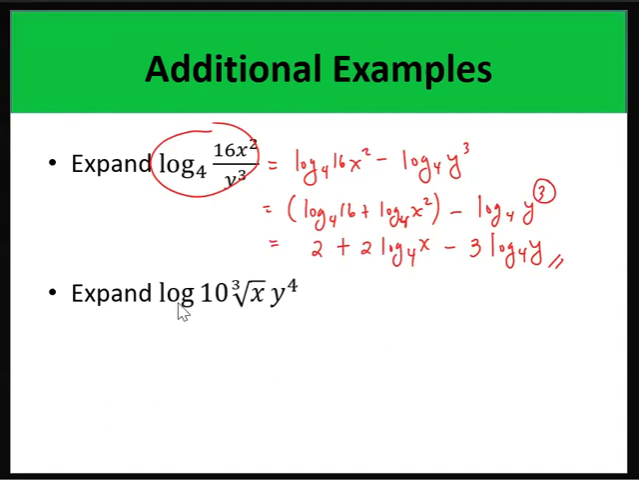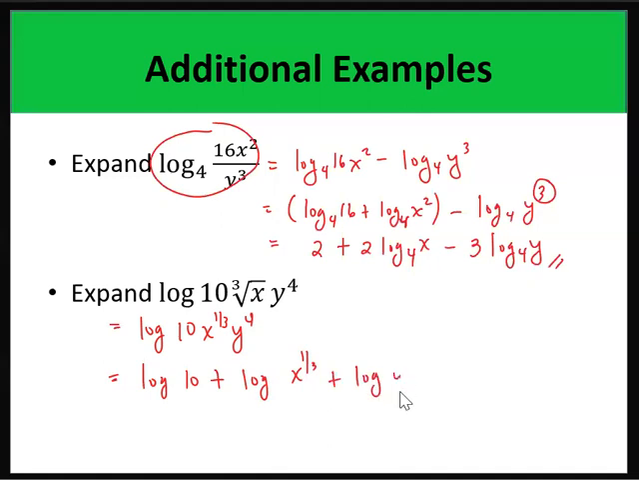And then for the second one, we have the logarithm of 10 times the cube root of x times y to the 4th. The logarithm here is common because the base is 10. If we are going to expand this, we will rewrite this first as the logarithm of 10 times x raised to 1/3, because the cube root of x is x to the 1/3, and then times y to the 4th. Since all of these are products, we can write them as the logarithm of 10 plus the logarithm of x to the 1/3 plus the logarithm of y to the 4th.